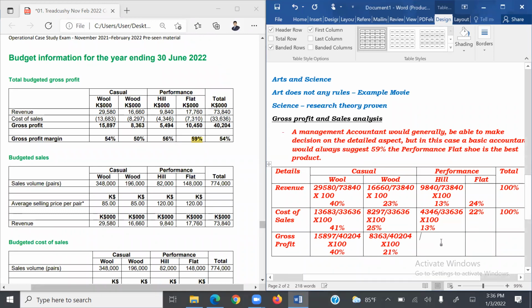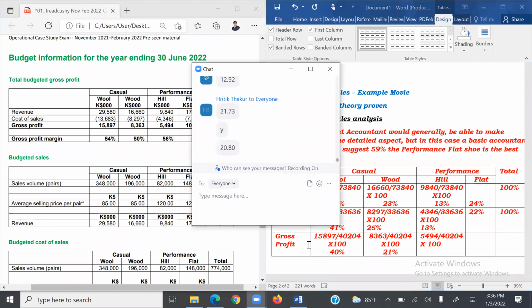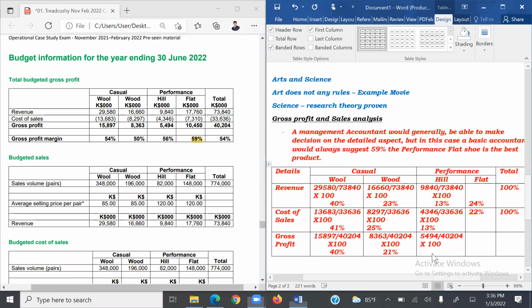Can we do the next one as well? 5,494 divided by 40,204 multiplied by 100. So effectively, what should be the answer? 13.66, correct. So I can go ahead with 14%. That is done. And the next one, students, for the flat, it's going to give you how much? 26%, if I'm not mistaken. Just correct me if my calculations are incorrect.